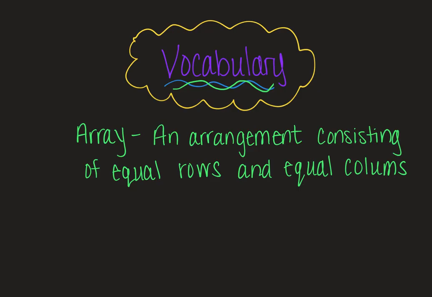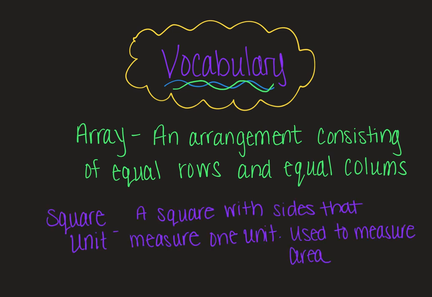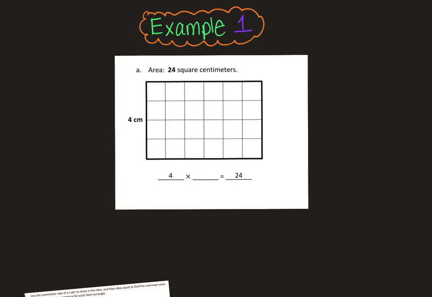Some vocabulary we need to know for this math cast is an array, which is an arrangement consisting of equal rows and equal columns. A square unit is a square with sides that measure 1 unit, used to measure area. So for this example, there is an area of 24 square centimeters.